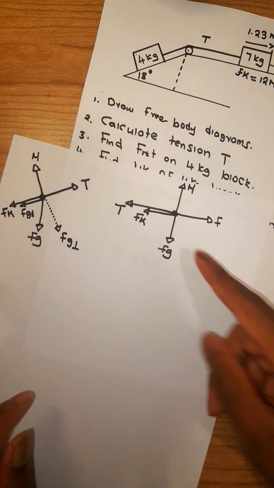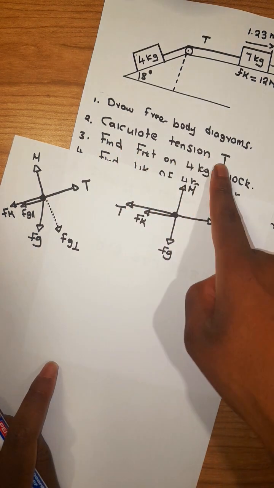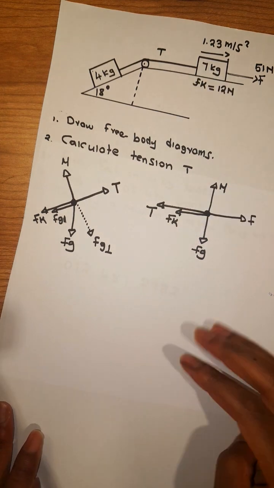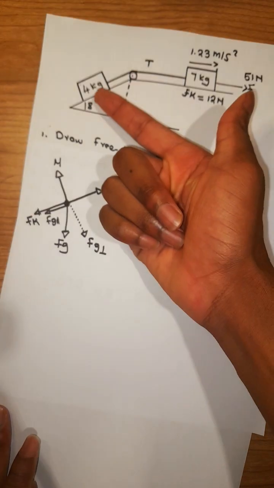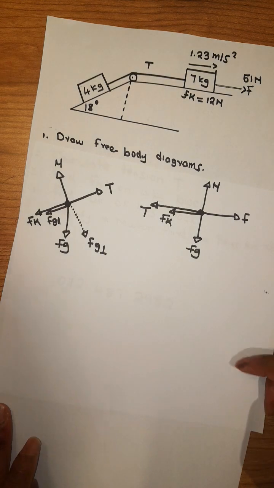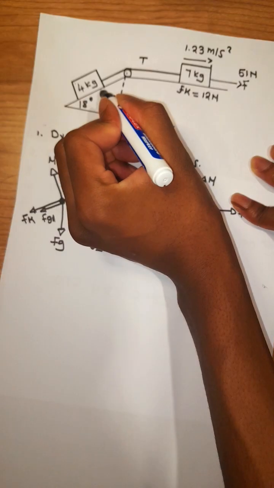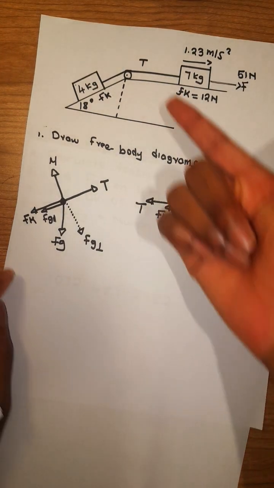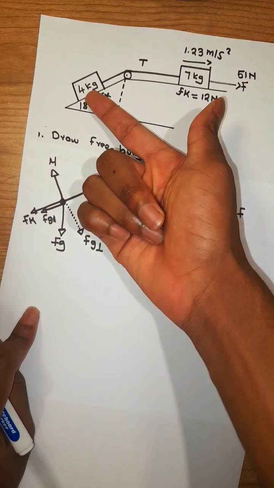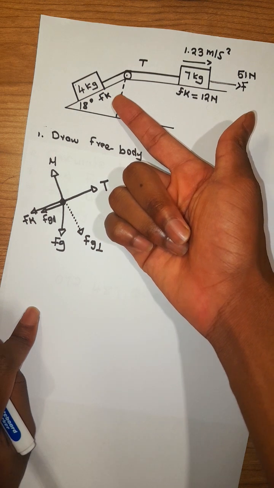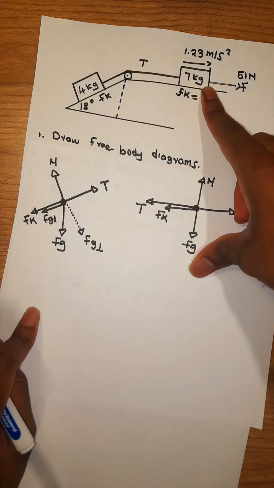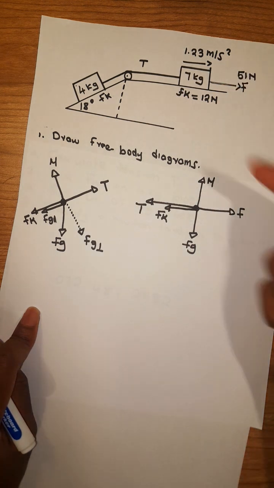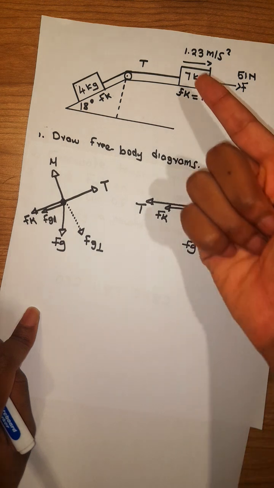Well, let's look at the second question. The second question says we need to calculate the tension T. Guys, when you want to calculate the tension T, which block do you use between the 4 kg block and the 7 kg block? Remember, this also has friction, but we do not know the value of the friction. If you think about it, how can you calculate tension using the 4 kg block if you do not know friction? But if you look at the 7 kg block, you have acceleration, you have the force applied, you have friction. The only thing that is left is literally the tension. So just use this block.